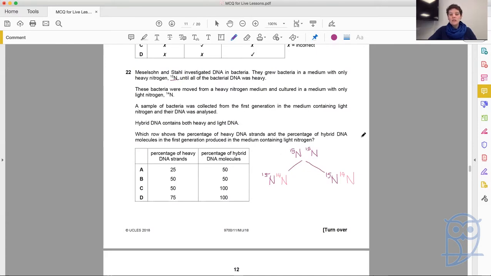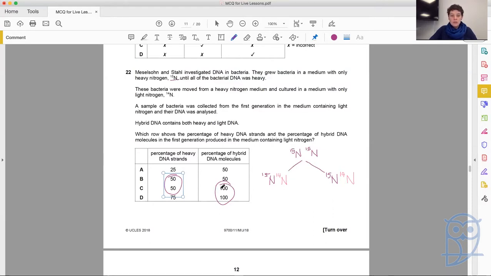Which row shows the percentage of heavy DNA strands and the percentage of hybrid DNA molecules in the first generation produced in the medium containing light nitrogen? So the percentage of heavy DNA strands, well, we have two heavy strands and two light strands. Obviously, if we scale this up to our bacteria, that ratio is going to stay the same because each bacteria has gone through this exact same replication. So two heavy, two light means we have 50% heavy DNA strands. And our percentage of hybrid DNA molecules, well, both of them are hybrid because we've only done one replication, so we have 100% hybrid DNA molecules.